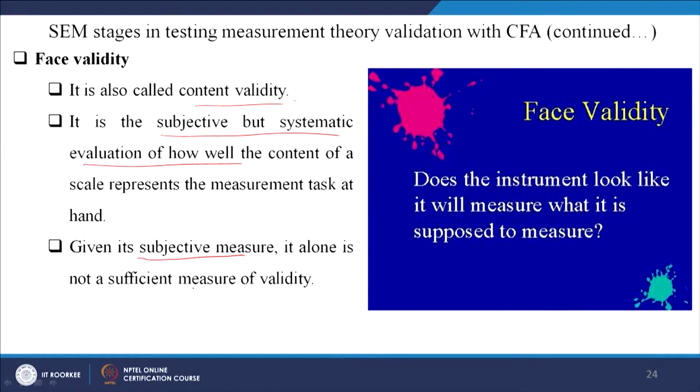Given that it is a subjective measure, it alone is not a sufficient measure of validity. It is the first step, but individually it is not sufficient to measure validity. There are other things which I just mentioned, for example convergent, discriminant and nomological validity.